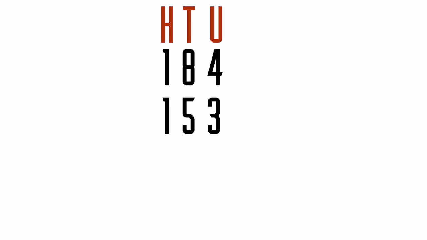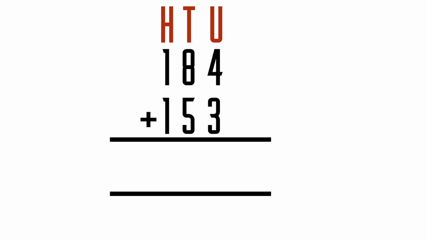Let's take a look at another addition sum. This time we'll have to approach the calculation a little differently. We're going to add 184 to 153. We start by aligning our numbers in their correct columns based on their place values, and then add them column by column. 4 plus 3 is 7, 8 plus 5 is 13, and here we have to do something a little different. We have to carry over a 1 to the next column.